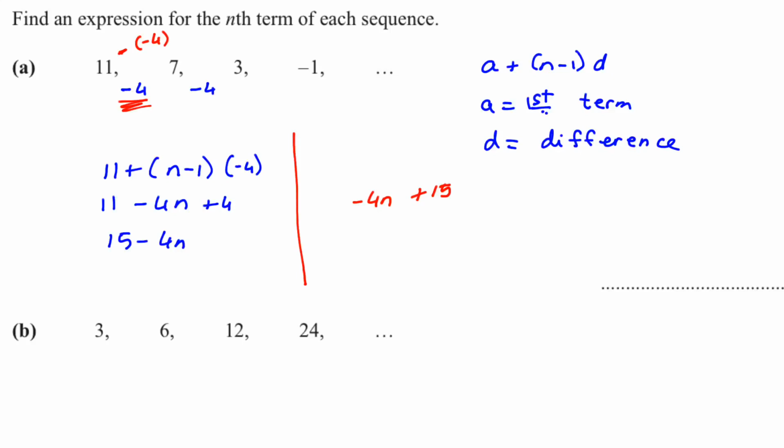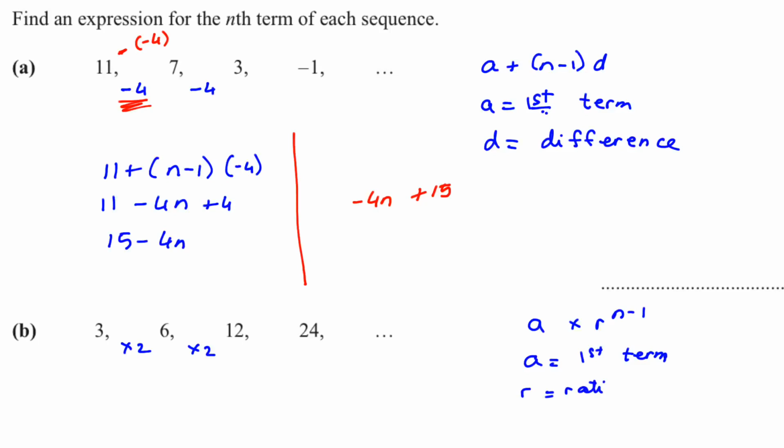Now in this next part of the question, we have 3, 6, 12, 24. You can clearly see that you cannot add any number and get 6 and add the same number and get 12. But we can see that 3 times 2 is 6, 6 times 2 is 12. So this is a geometric sequence. To find the nth term, we use the formula a times r to the n minus 1. A is your first term and r is your ratio.